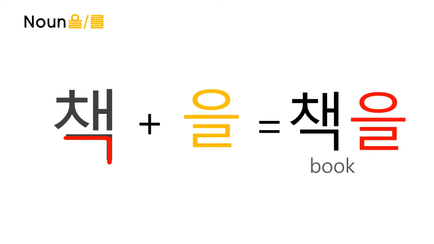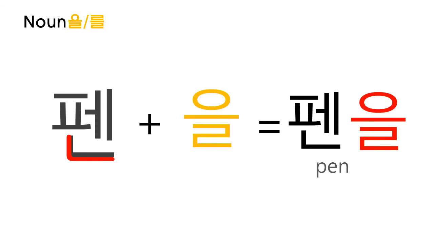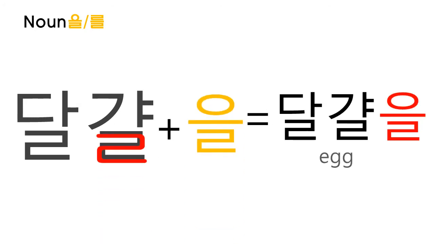물을. 책 means book, ends with the consonant ㄱ, so we add 을. 책을. 펜 is the noun pen, ends with ㄴ, so we add 을. 펜을. 달걀 means egg, ends with the consonant ㄹ, so we add 을. 달걀을.